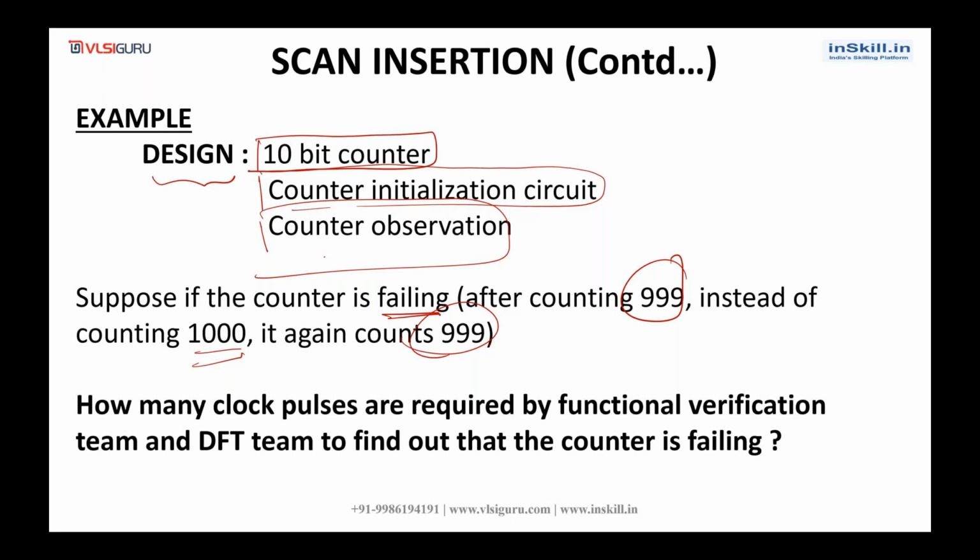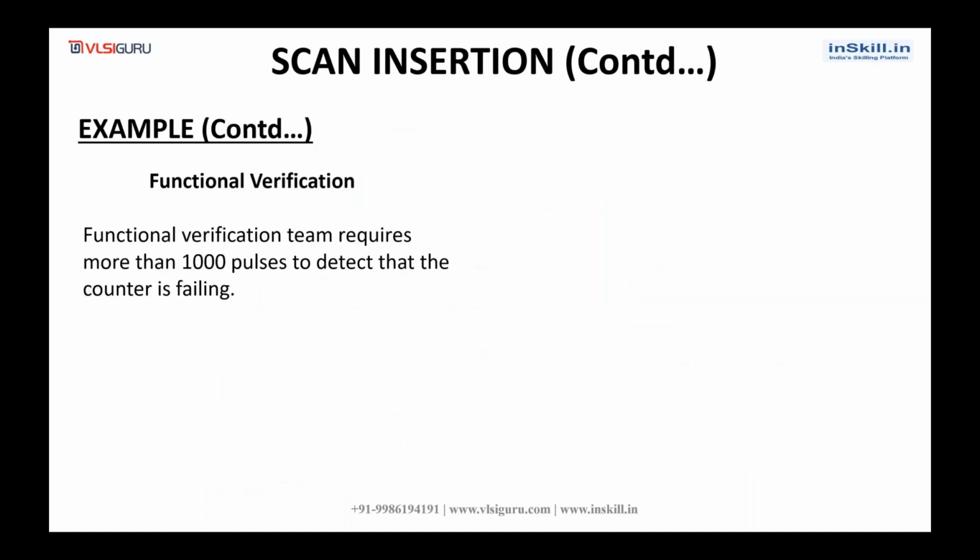Now we'll try to see how many clock pulses are required by the functional verification team and the DFT team to find out that the counter is failing. The functional verification team requires more than 1000 clock pulses to detect that the counter is failing. So why?